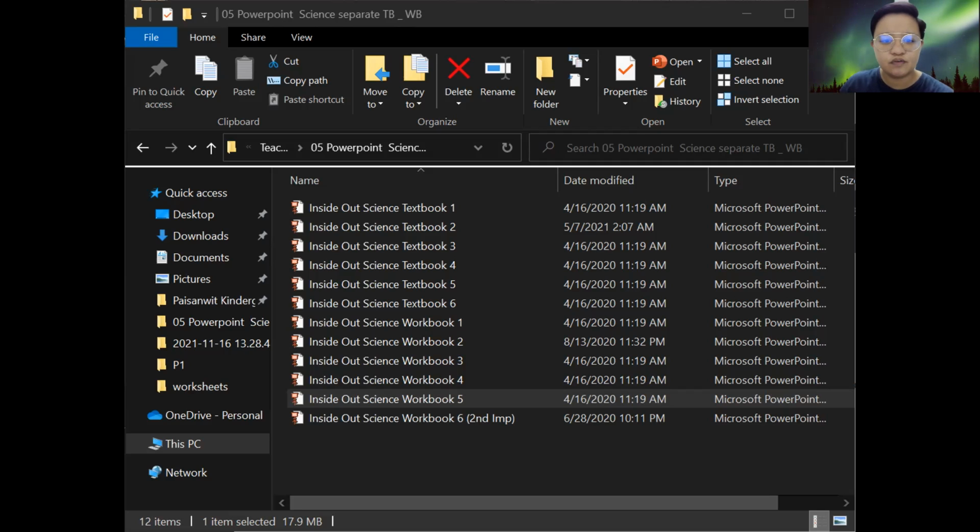So number 10, which of the following is not obtained from mining activities? A, iron. B, copper. C, gold. D, wood. The answer is, of course, letter D. We get wood from the forests, from cutting down trees or deforestation.